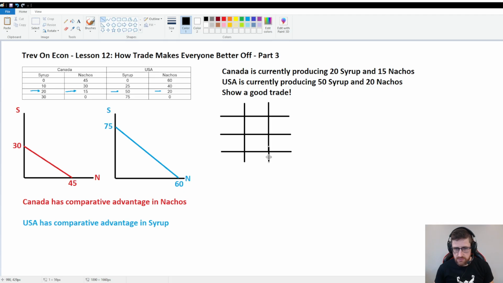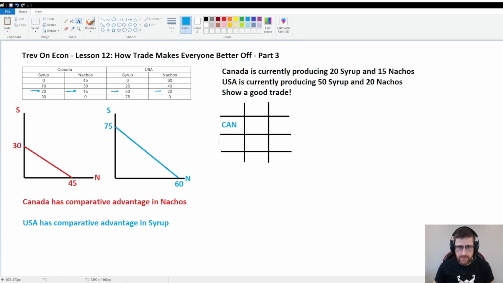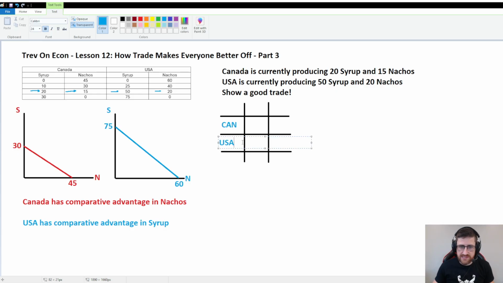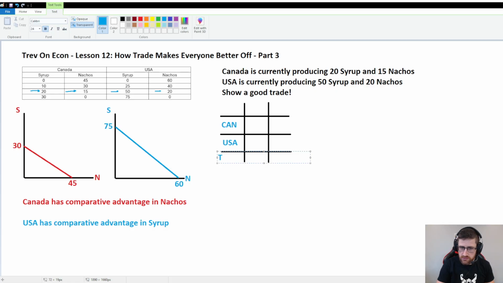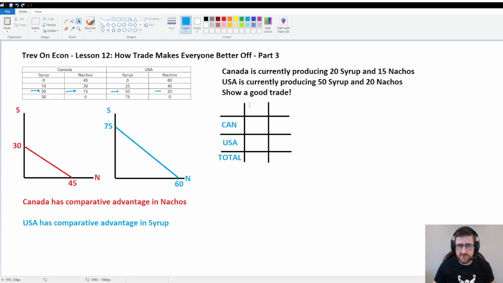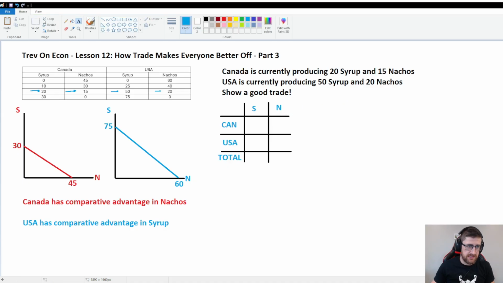Beauty. So we're going to make a small table where we're going to have Canada. We're going to have the US. We're going to have a total. And then up top, we'll have our two goods. So in this case, S for syrup and N for nachos. Now I'm going to copy this because we're going to need this a few more times today.